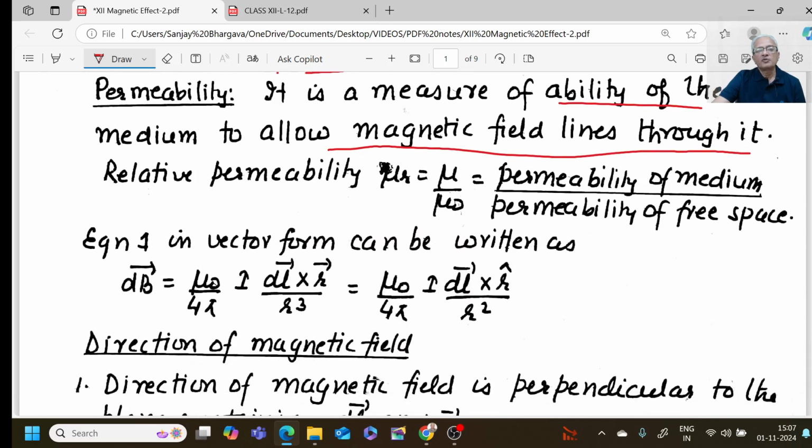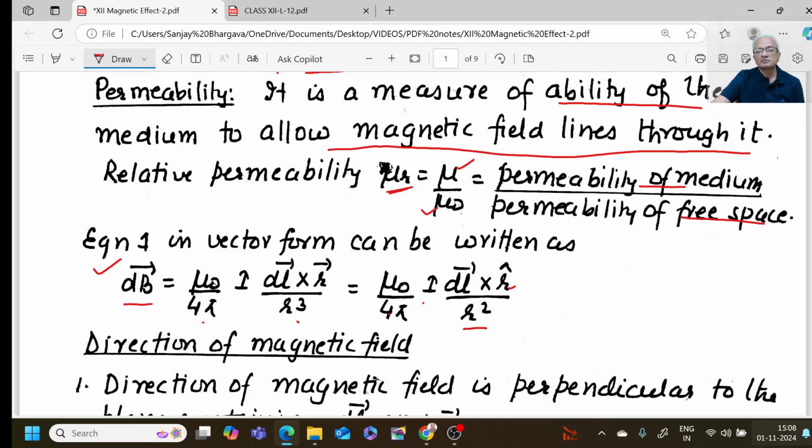Now we have another word called relative permeability, and that is defined as the ratio of permeability of medium to permeability of free space. It is different for different types of materials. So equation number 1 in vector form can be written as dB vector is equal to mu 0 upon 4 pi I dl vector cross r vector upon r cube, or can be written as mu 0 upon 4 pi I dl vector cross r cap upon r square.